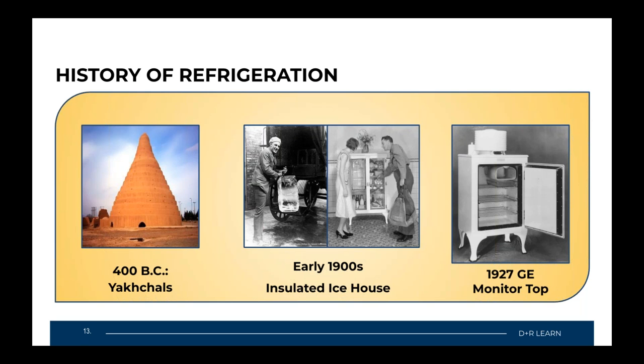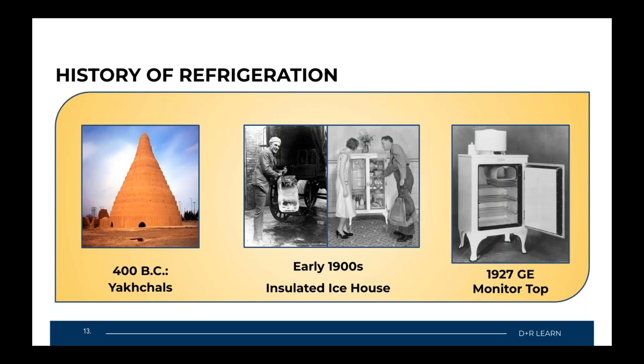As you can see from left to right, from 400 BC all the way up till 1927, we've had a lot of different processes, and the types of applications we utilize to refrigerate our food have evolved a great deal over time. So what we'll do here is just go through a short timeline of the refrigeration processes through time.